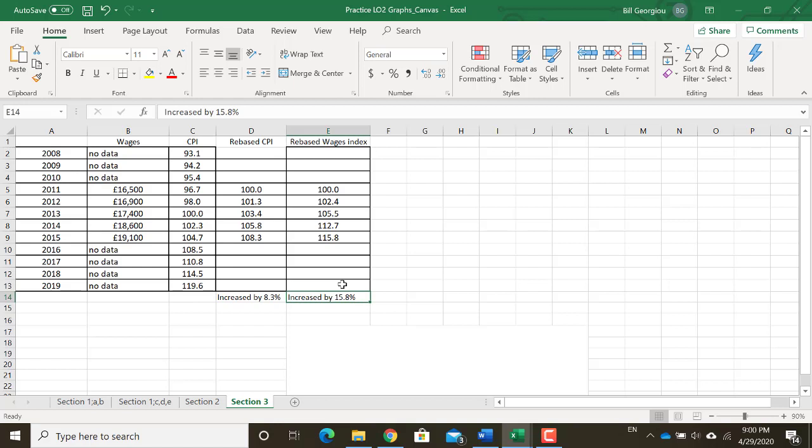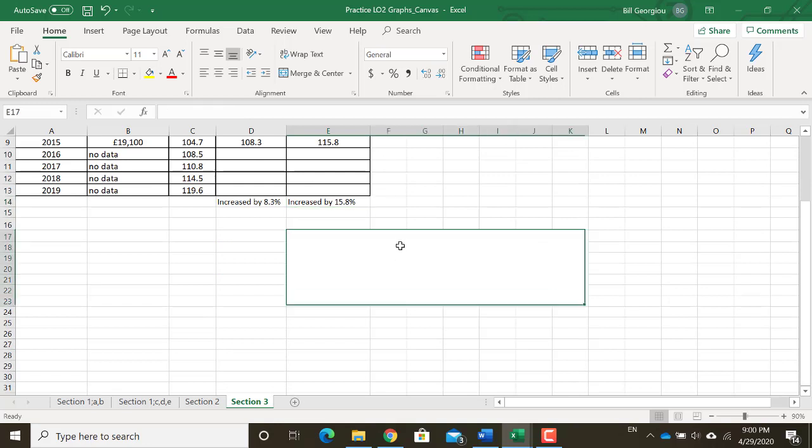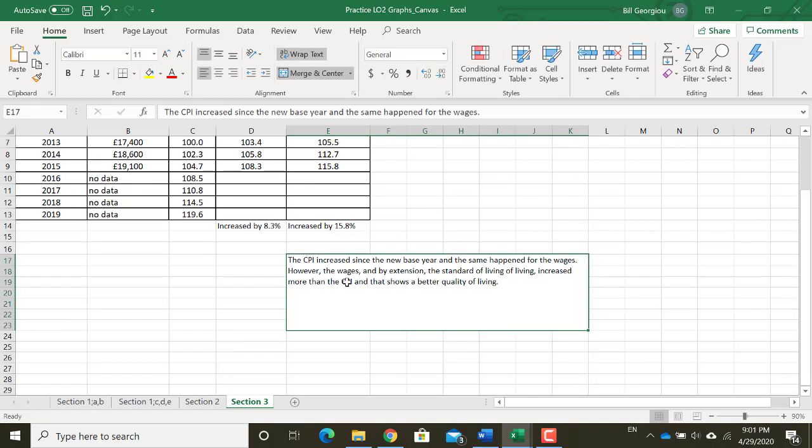Therefore, the people who are working in the store have a better quality of living. Why? Because the average basket of goods has increased, the price has increased by 8.3%. However, their wages have increased by more than that. And the comment we can make here is the CPI increased since the new base year, and the same happened for the wages. However, the wages and by extension the standard of living increased more than the CPI, and that shows a better quality of living. And that concludes all of the questions on the LO2 practice assessment.